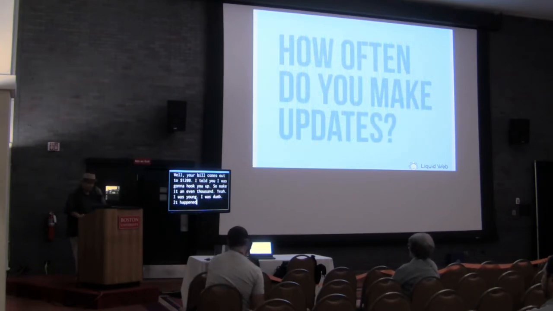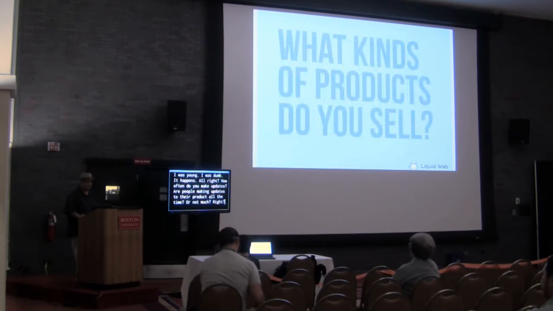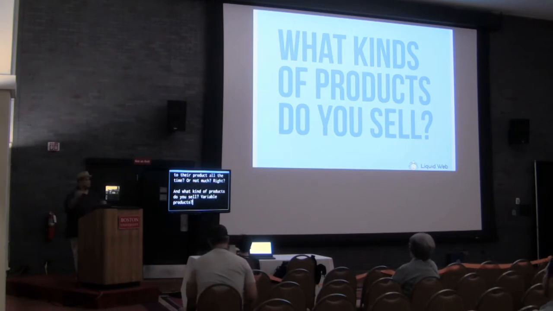It happens. All right? How often do you make updates? Are people making updates to their product all the time, or not much? And what kind of products do you sell? Variable products, subscription products, basic products, shippable products, digital products. Understand that profile.